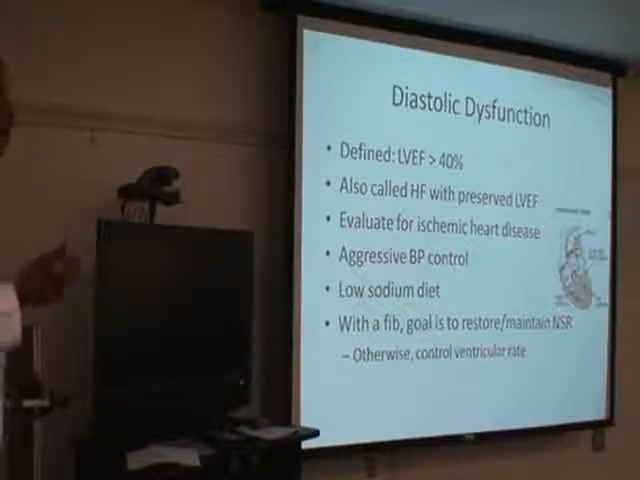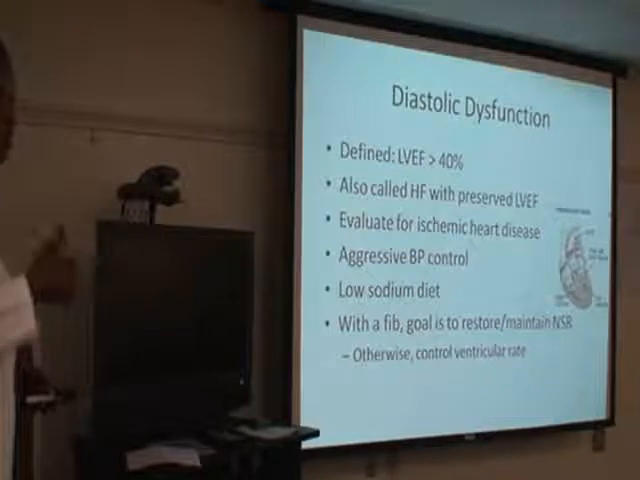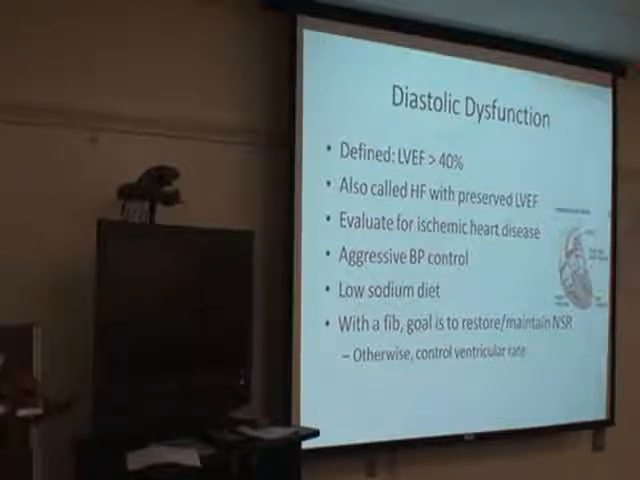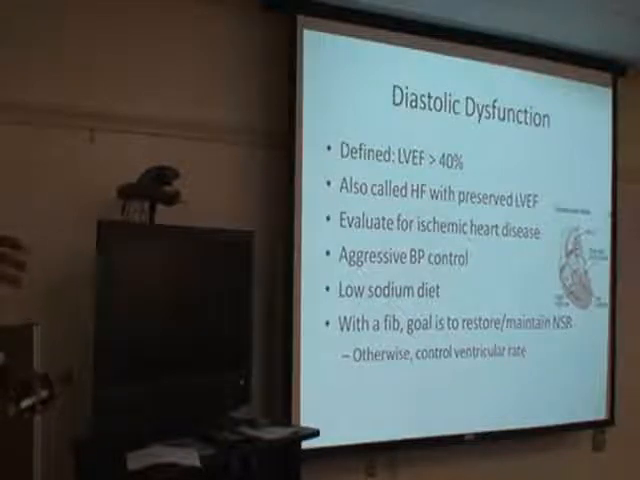With these patients, you want to evaluate them for ischemic heart disease because that's a very common cause of diastolic dysfunction. You want aggressive blood pressure control. You want a low sodium diet. If they're in AFib, AFib is not good for diastolic dysfunction. You want to make sure they're in sinus rhythm, and if you can't get them into sinus, control their heart rate.